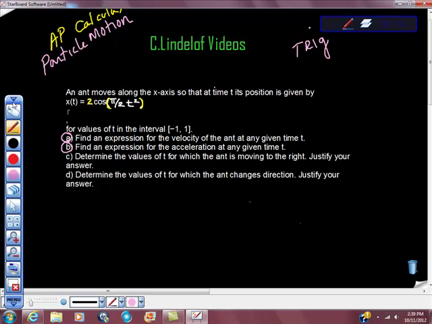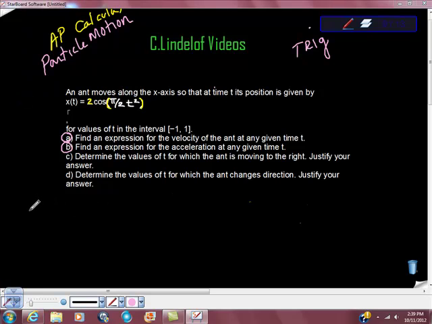Well, I want to write this as if I was going to write it to my AP reader. So the first thing I'm going to tell my AP reader is that I'm aware that the first derivative of position is equal to velocity. And then I'm going to start taking this derivative. Remember, this 2 up here is a constant multiple, so I'm just going to leave it out front.